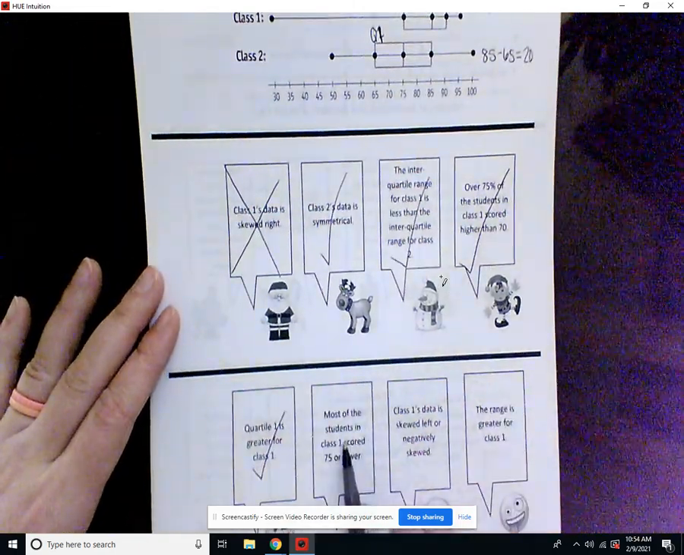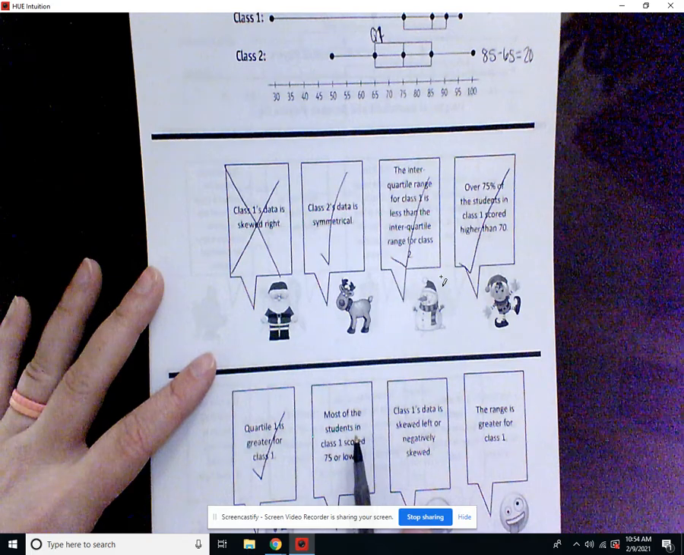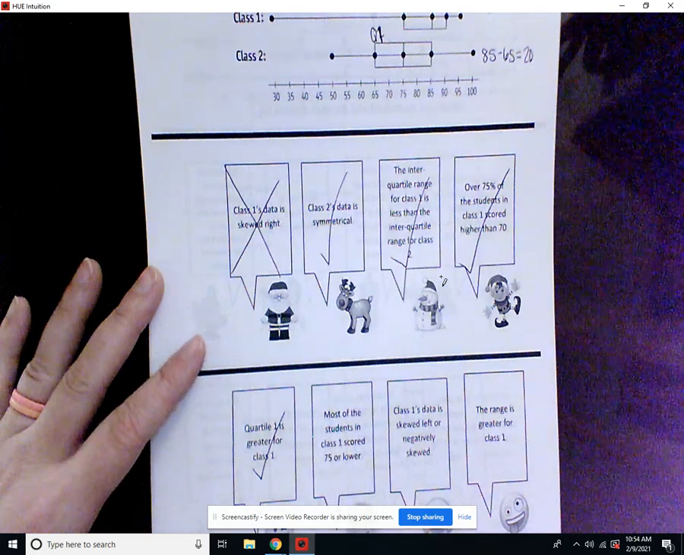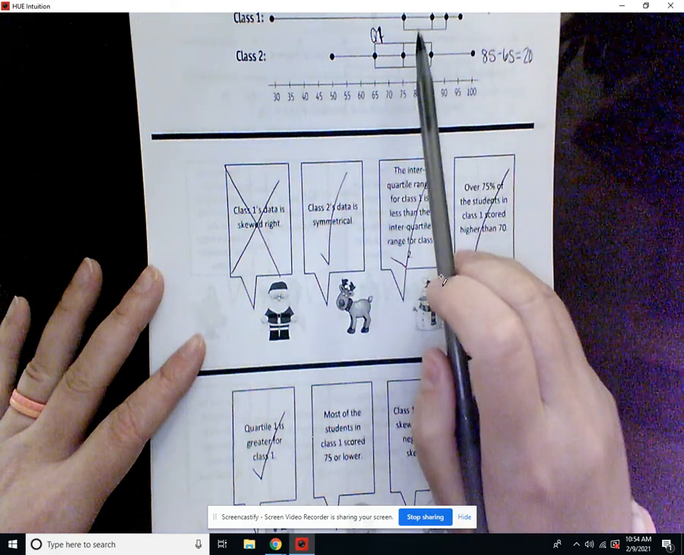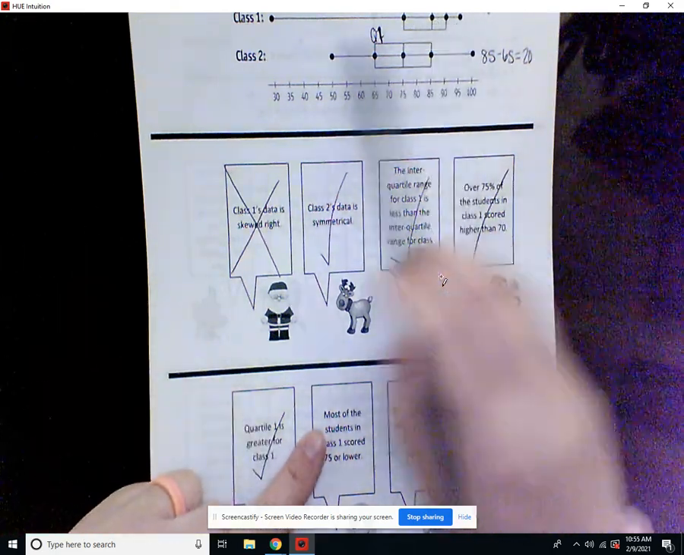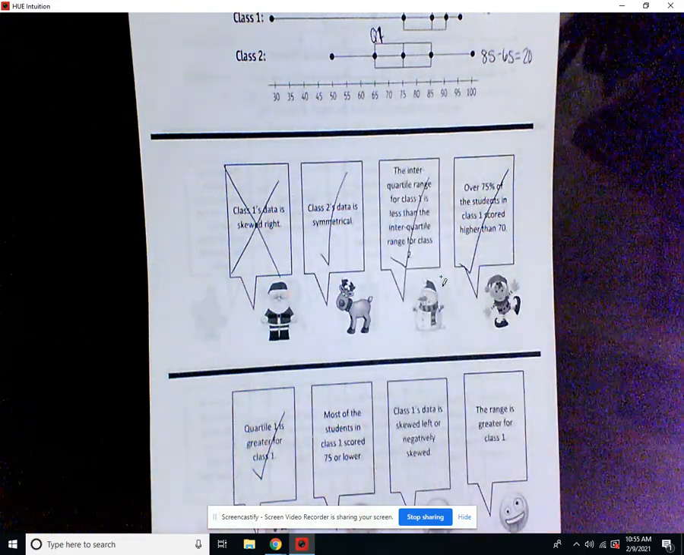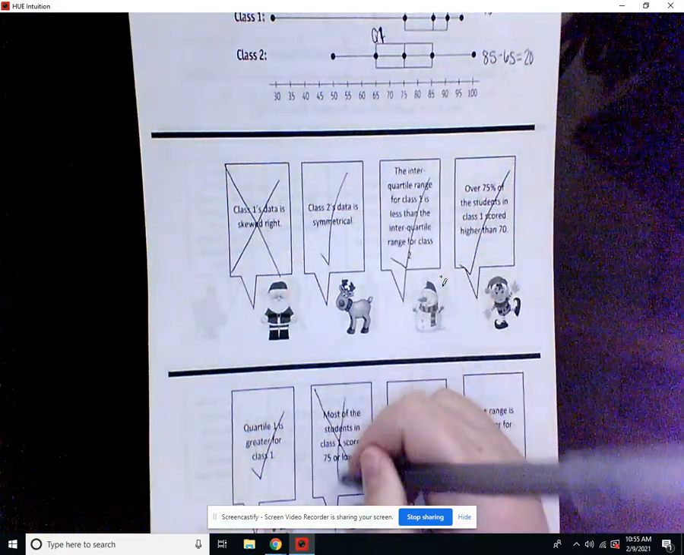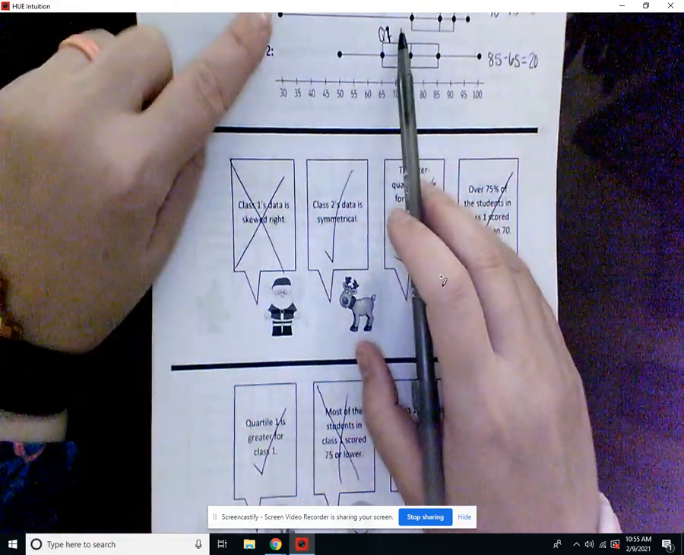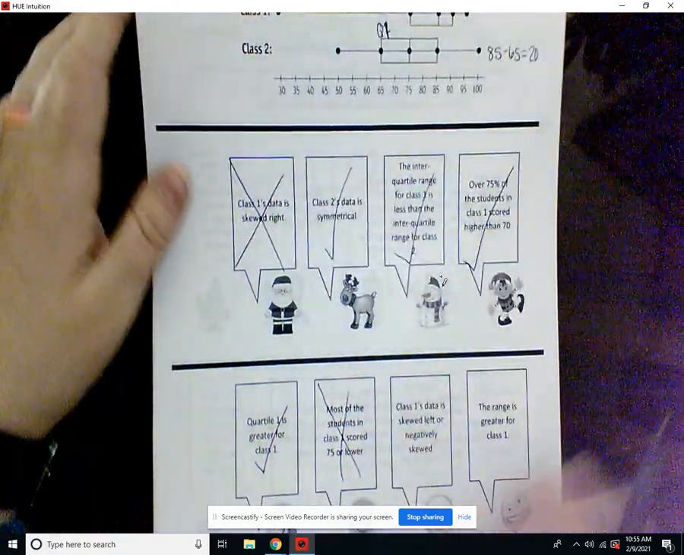Most of the students in class 1 scored lower than a 75. And if we look at class 1 lower than a 75, that is false, because they scored 75 and higher. That just means there could be one student that scored a 30.